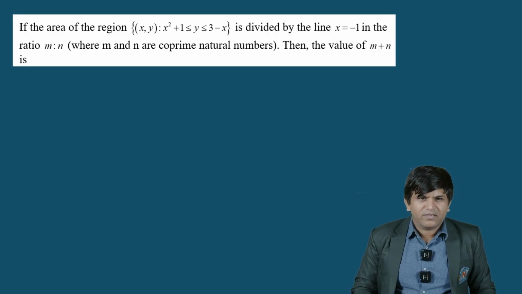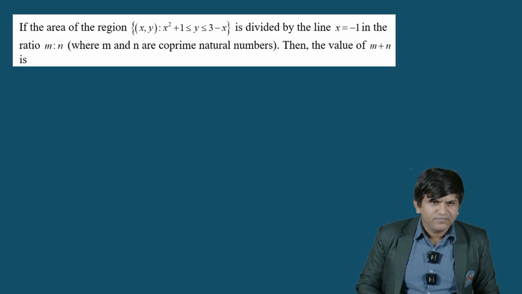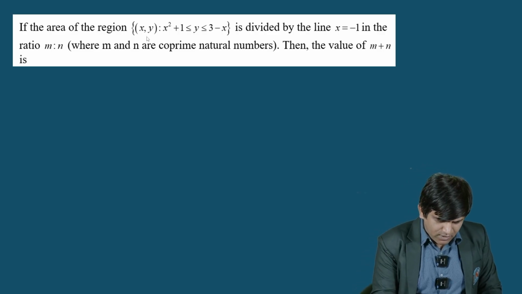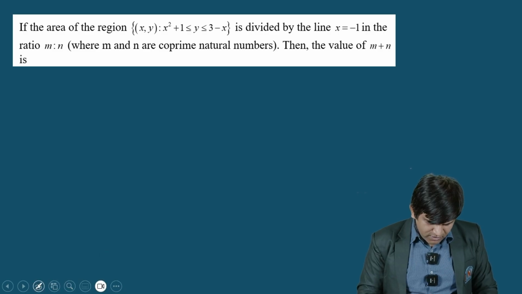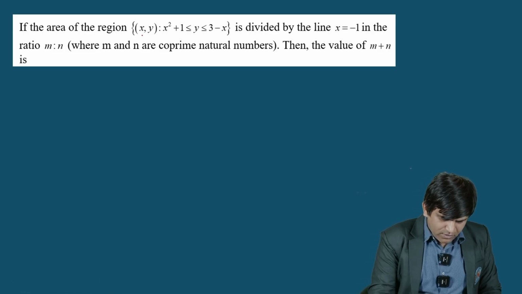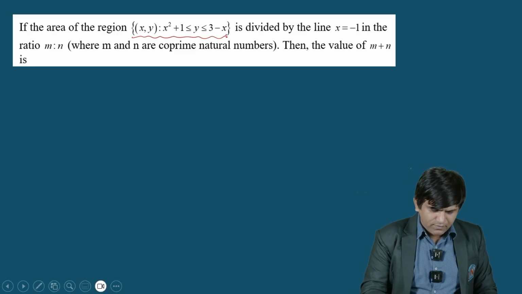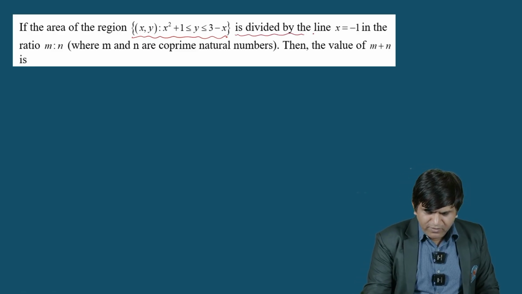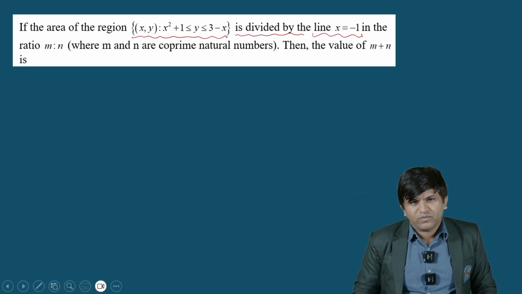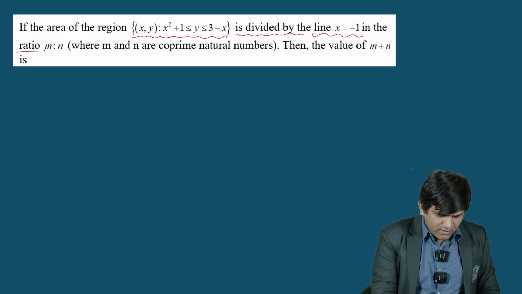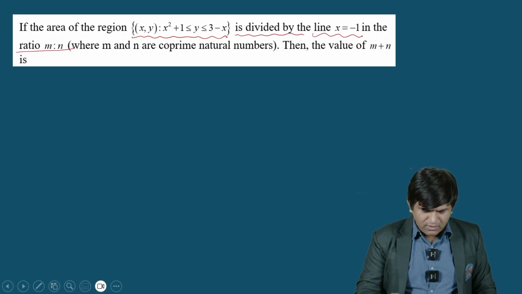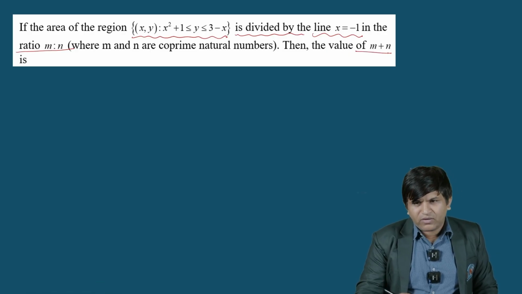Hello students, so we are going to discuss the January 22nd shift 1 paper. In the first question, they are asking about the area of a region defined by a set of points, and that area is divided by the vertical line x equal to -1. The area ratio they are asking is m is to n. After that they are asking the value of m plus n.